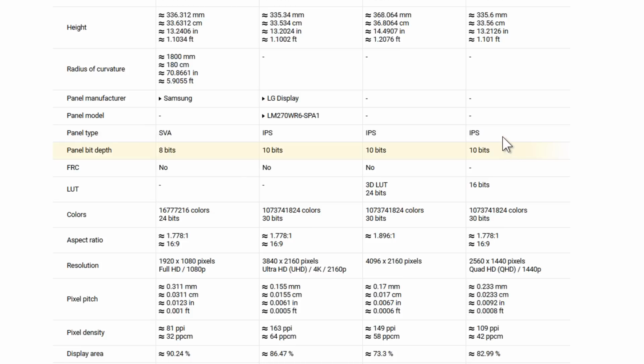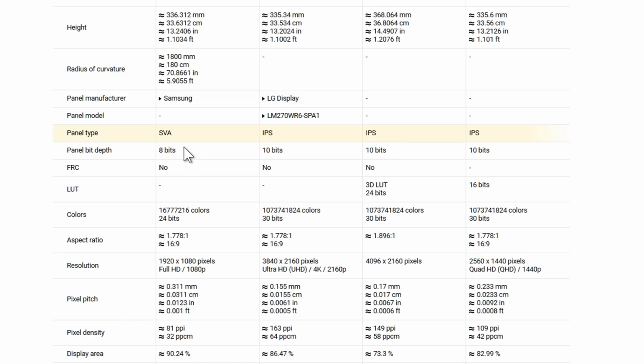So here we've got three IPS monitors and one SVA monitor from Samsung. The IPS monitors suffer from this problem called IPS glow that I've already discussed. The SVA, or vertical alignment, I don't know what the S stands for, but VA in this case stands for vertical alignment. Those types of monitors, generally speaking, don't have as much light bleed as the IPS monitors. So if you see VA in the panel type, that's a pretty good indication that you're getting good contrast, and also you're less likely to have light bleed at the edges.